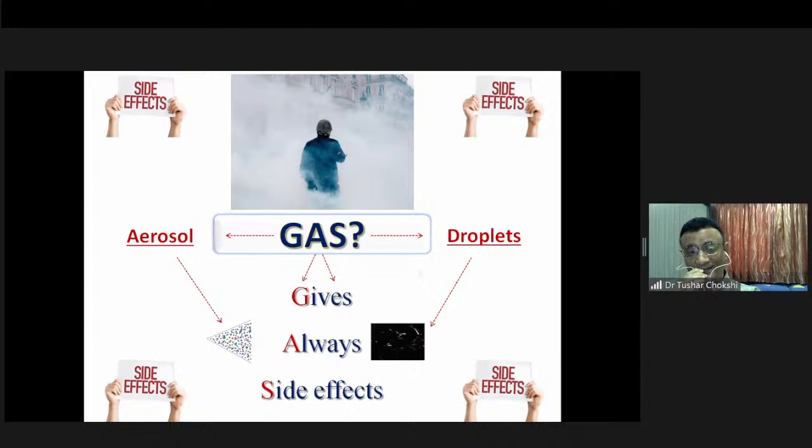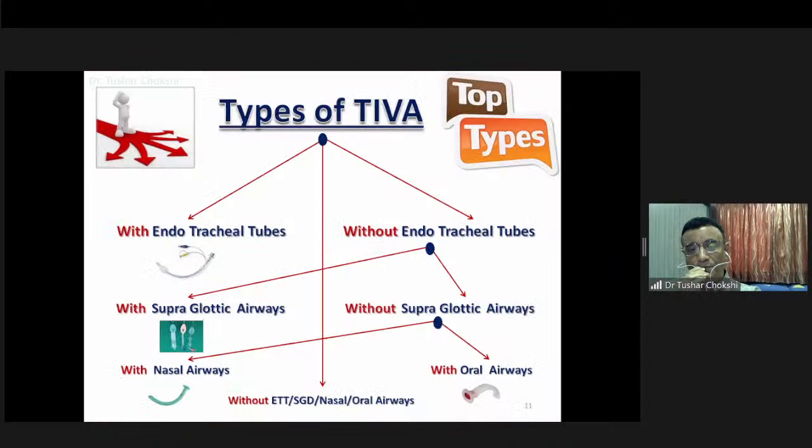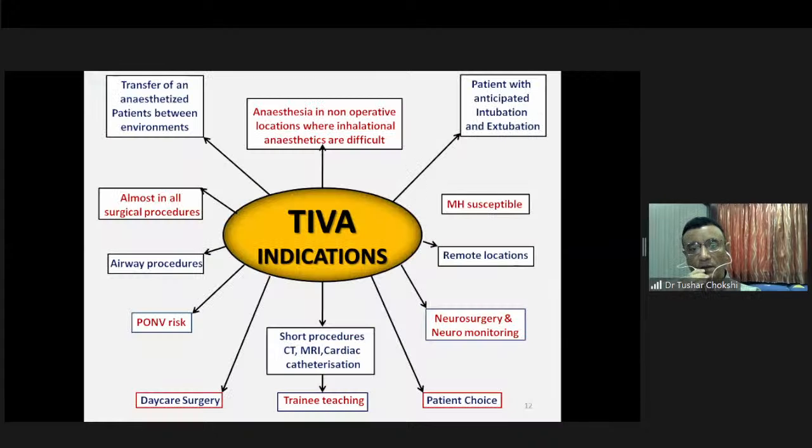This is my statement. So what are the types of TIVA? TIVA is given with the endotracheal tube, without endotracheal tube, with supraglottic airway, without supraglottic airway, with nasal airway, with oral airway, or without any of these airway instruments.